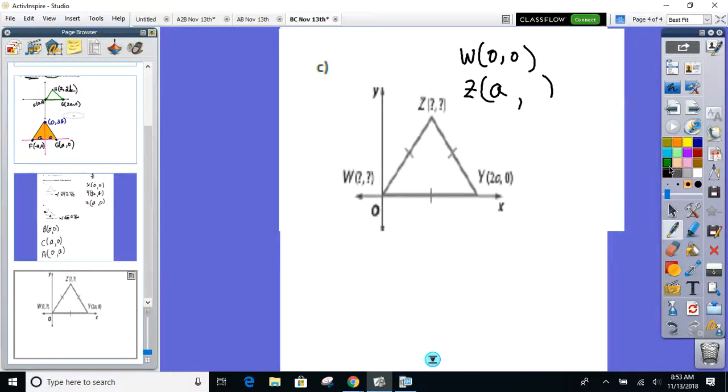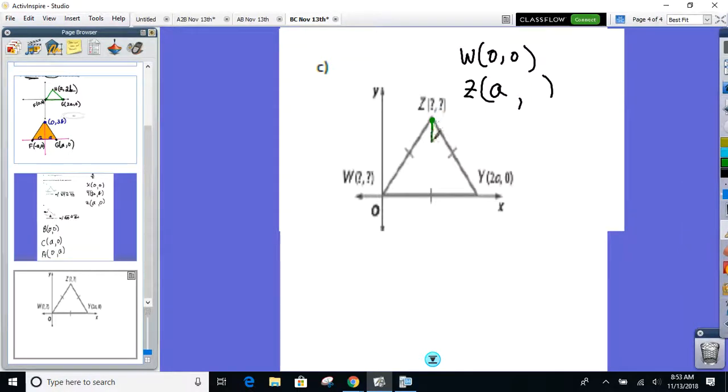Does everybody agree? The distance of this line that I'm drawing down is the Y coordinate. However high I go here, that's going to be the Y coordinate. So whatever the length of this segment I just drew in will be my Y coordinate. Everyone agree?